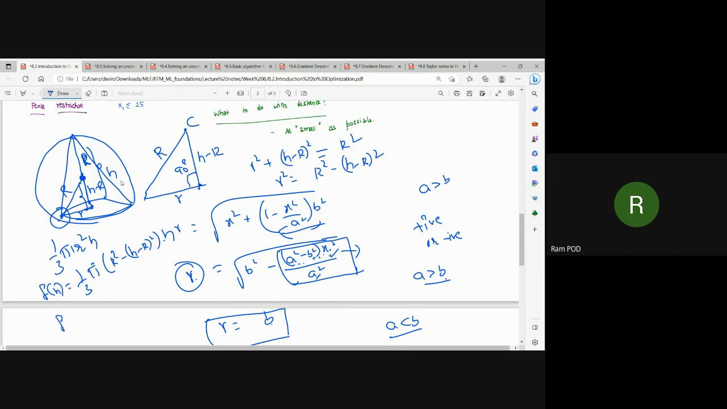You differentiate it with respect to h and then equate it to 0. You get some particular h value. By using that h value, you can get the r value. Once you know the h and r, you get the volume of the cone. Okay. Thank you.